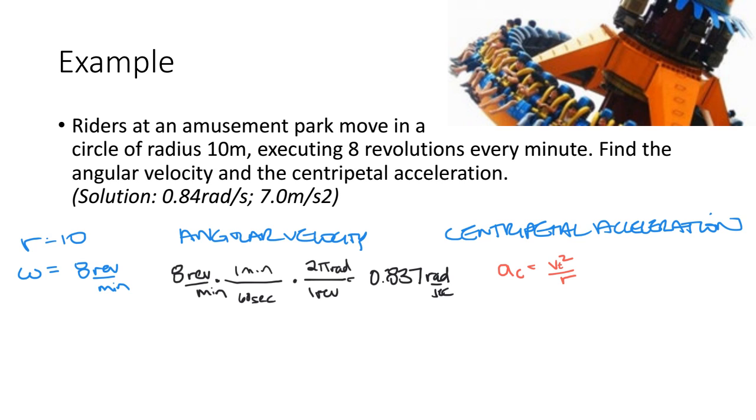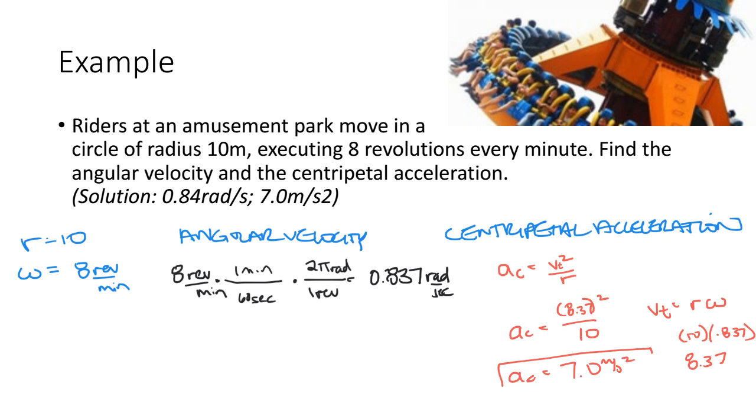Centripetal acceleration is tangential velocity squared over r, and we know our radius is 10, but we don't have a tangential velocity. We do, however, know that tangential velocity is equal to the radius times the angular velocity. So if we multiply 10 by our angular velocity, that gives us a tangential velocity of 8.37. And when we solve for that, we get a centripetal acceleration of 7 meters per second squared.